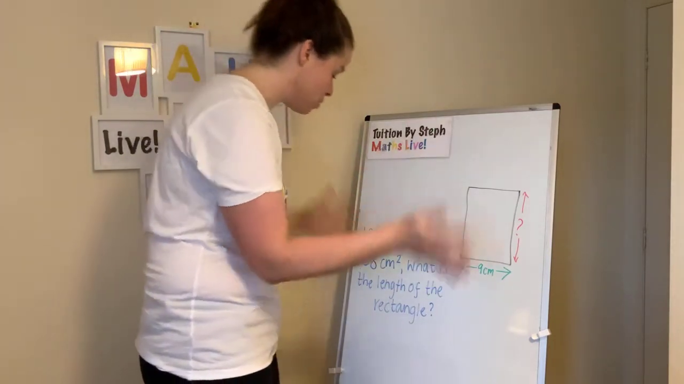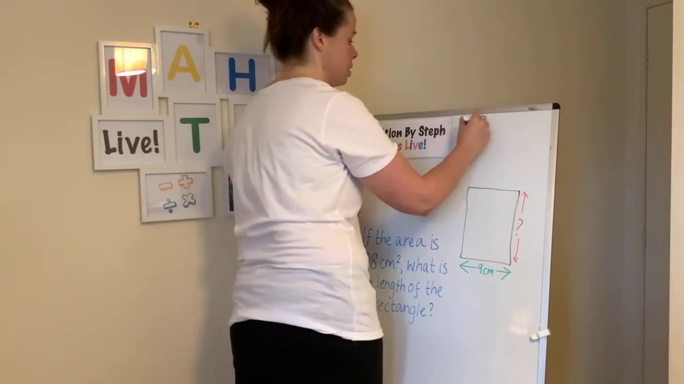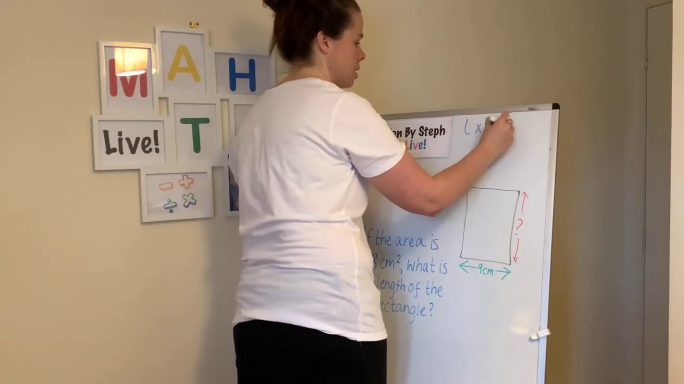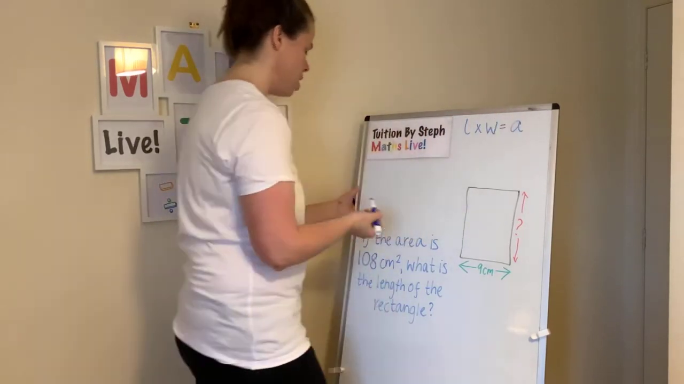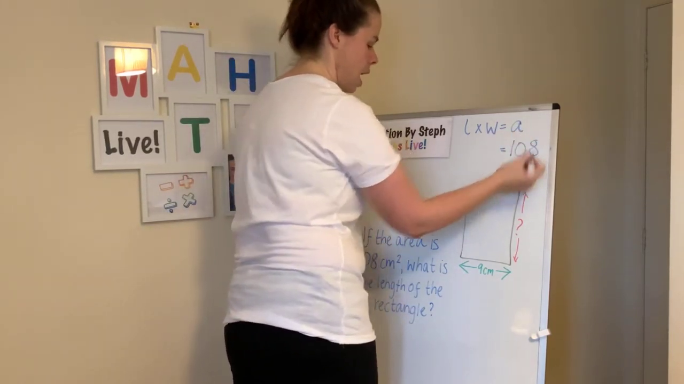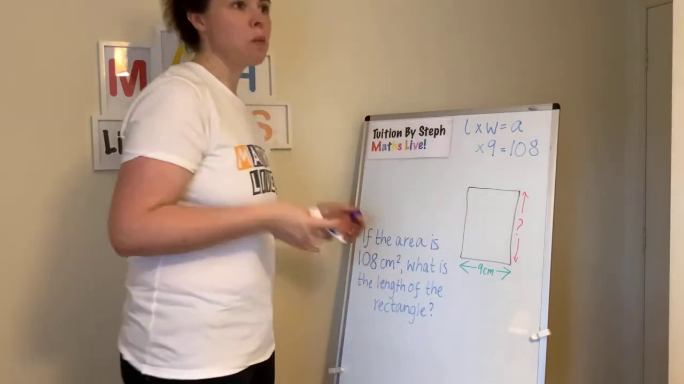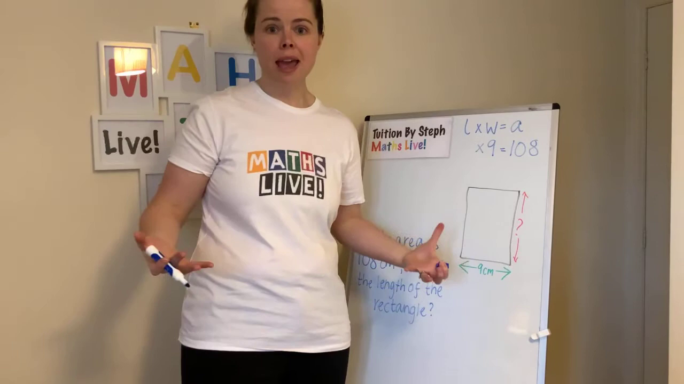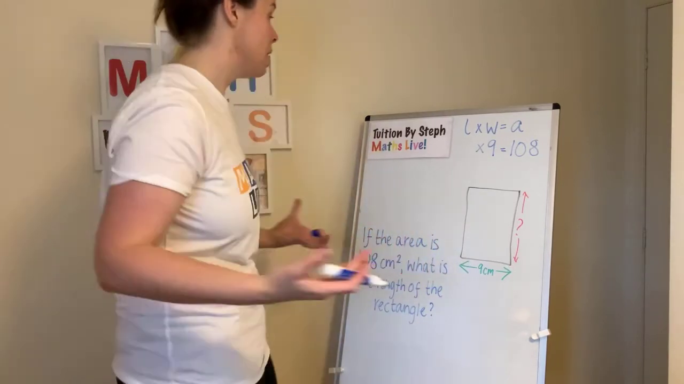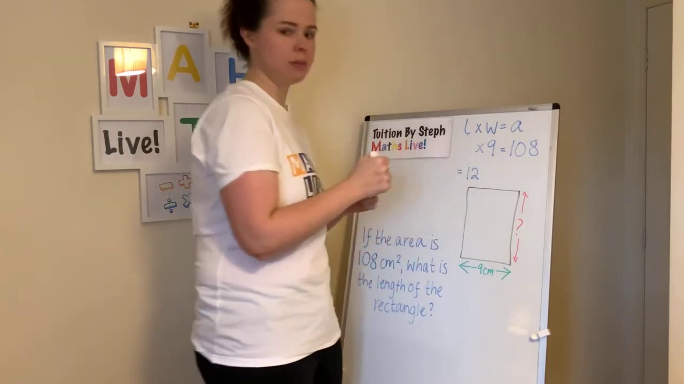Right. So we're told the area, and we know to find the area of a rectangle, it's length times width, and that gives you the area. So we're told that the area is 108. And we're told the width is 9. So you've got to work out what do you times by 9 to make 108. So you need to know your 9 times table. So it's 12. The answer is 12 because 12 times 9 is 108.